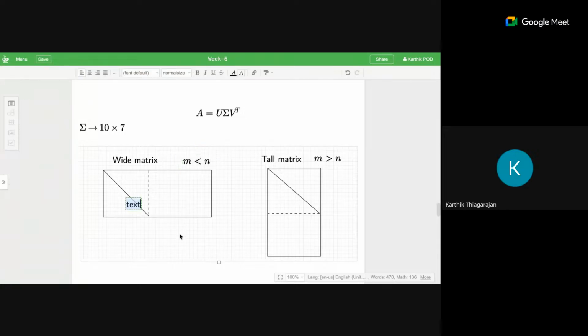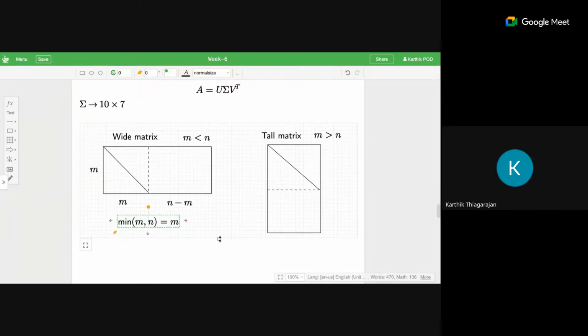So I'll add some more details so that it becomes clear. So m is less than n. This is m, this is m, and the remaining number is n minus m. So in this case, the minimum of m comma n is equal to m. So there will be m singular values here. For a wide matrix, you will have m singular values.